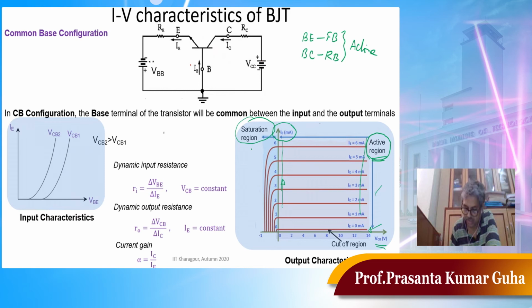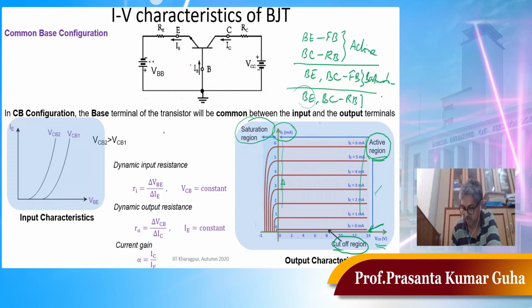Okay, what about the saturation region? In the saturation region, both base emitter and base collector are forward biased. Both are forward biased. This is saturation. What about the cutoff region? The cutoff region is this part. Okay, I have shown it here. In the cutoff region, base emitter and base collector are both reverse biased, or you can say base emitter voltage is less than 0.7 volt. Okay, so there is hardly any current. So that's basically cutoff, right?